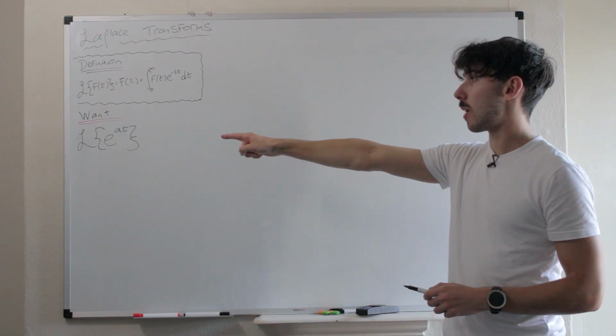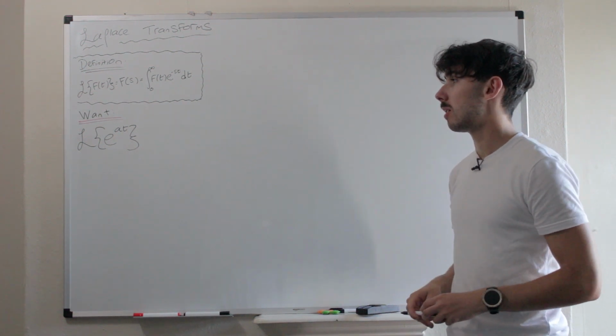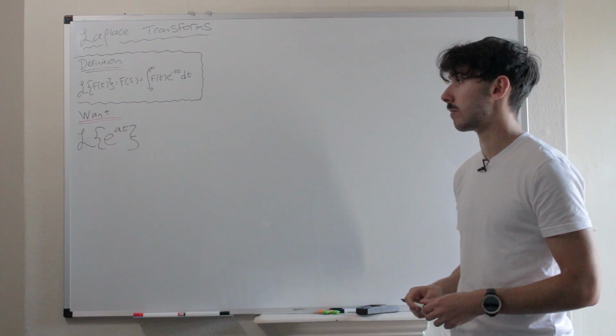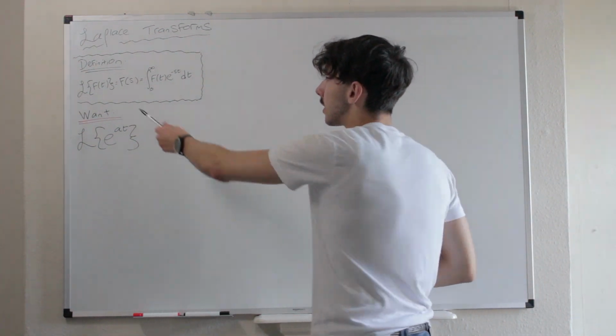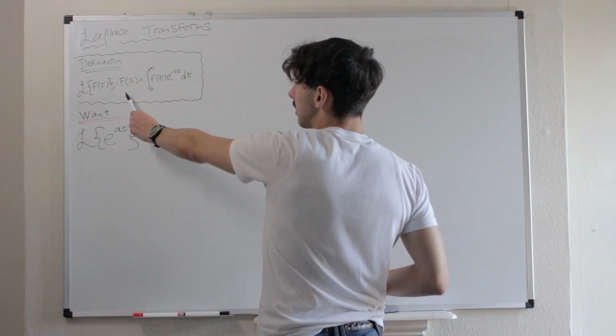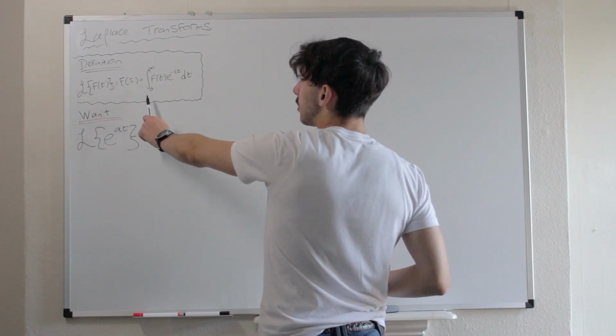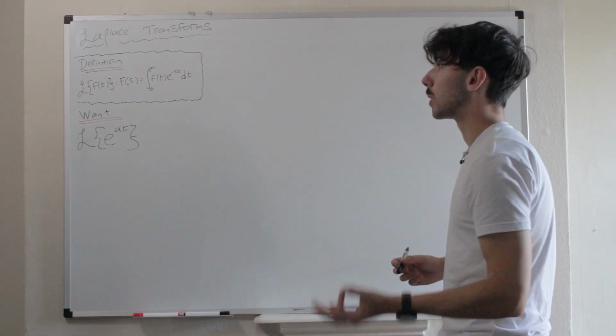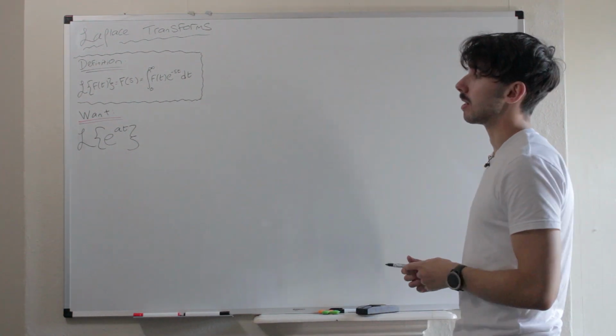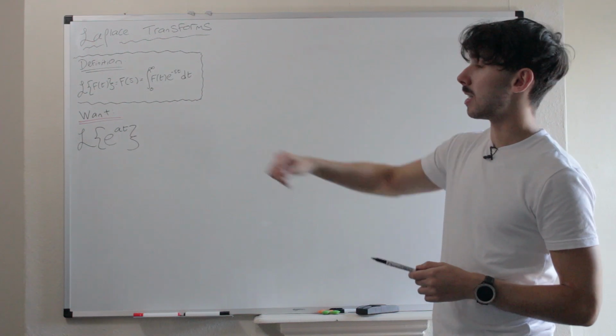In this video we're going to find the Laplace transform of e to the at. So this one shouldn't be too bad because we know what the Laplace transform is. It's defined as F(s), capital F of s, equal to the integral from 0 to infinity of the original function f(t) multiplied by e to the minus st dt. So our f(t) is e to the at.